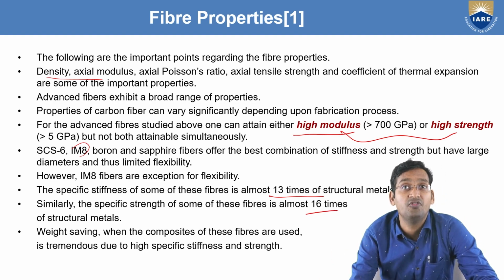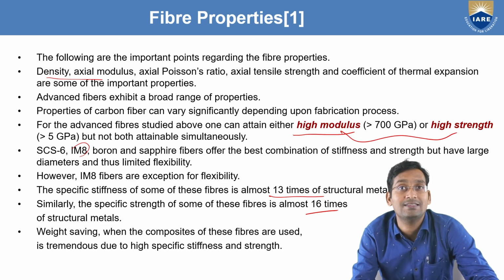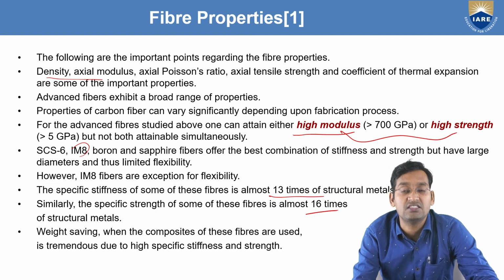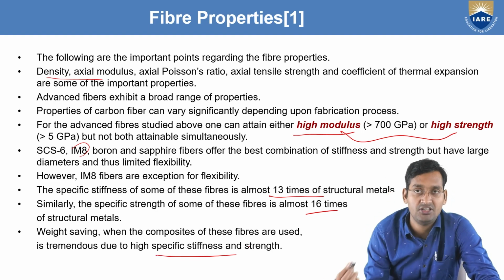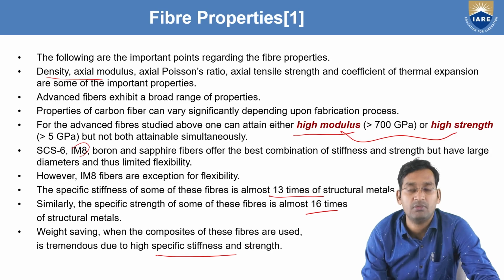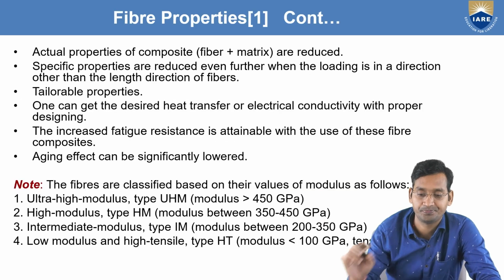Weight saving when the composites of these fibers are used. Because of the higher modulus and higher strength, much lesser weight is required. Hence, weight saving is there when the composites of fiber are used. It's tremendous due to high specific stiffness and strength. So with lesser weight, we can achieve the same stiffness and strength.